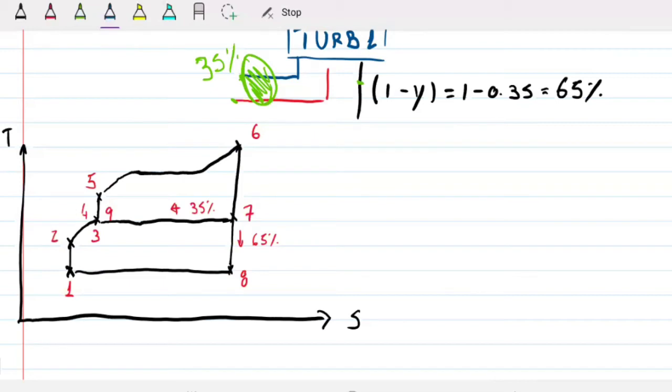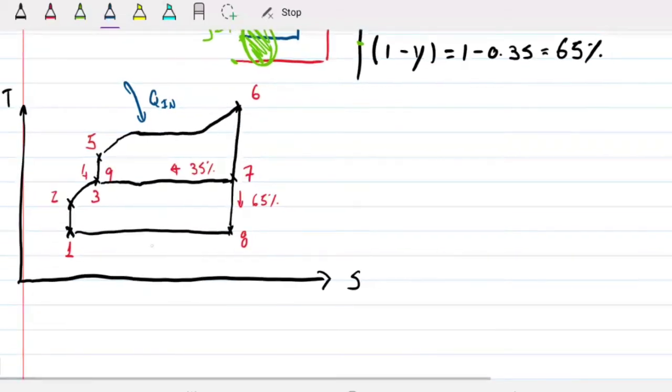Again, like before, we need to pay attention that we have Qin going from 5 to 6, and that's taking up 100% of the mass flow rate. And I have my heat rejection here from 8 to 1 out. But this only uses, I'm going to put a little star here, this only uses 65% of the mass, right? Not all of it. So we need to take that into account.